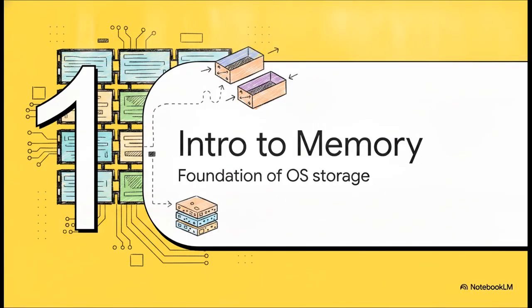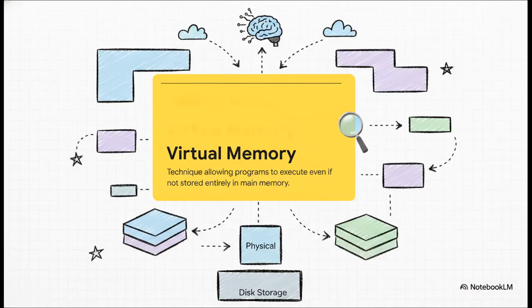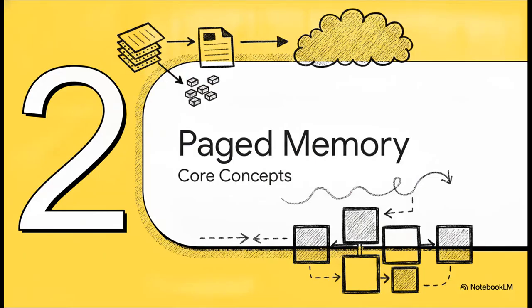Starting off with Section 1, Intro to Memory Management. The entire foundation of how modern operating systems handle storage revolves around this one incredible breakthrough concept: virtual memory. By definition, this is a technique that lets programs be executed even though they aren't stored entirely in your main memory. Think about that for a second. It completely removes the restrictions on maximum program size. It gives you the appearance, the total illusion of vast amounts of physical memory when, in reality, your physical hardware is pretty strictly limited.